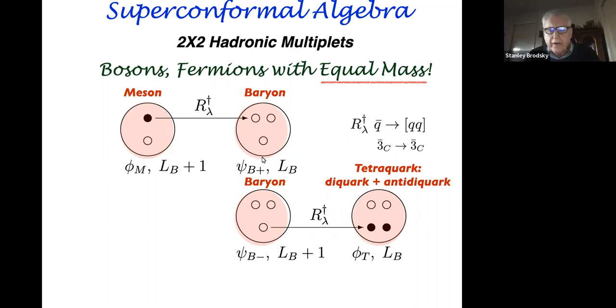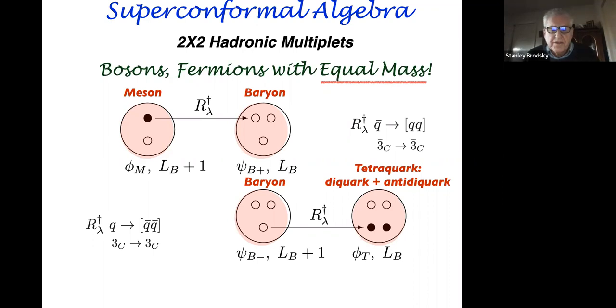It's like the upper and lower components of a Dirac spinor. And not only that, when you match the anti-quark with a diquark, you can also match the quark with an anti-diquark. And then you get, in fact, a tetraquark, which is a diquark anti-diquark. And what's remarkable about this superconformal algebra is that all these hadrons, the mesons, the baryons, and the tetraquarks, have the same S's. And you'll see how this works.